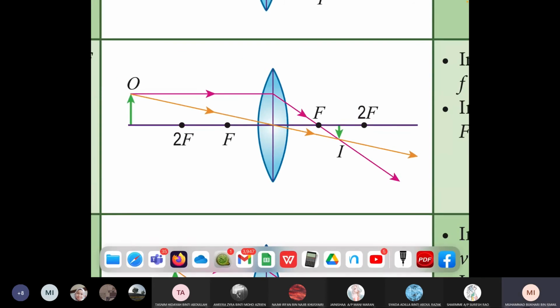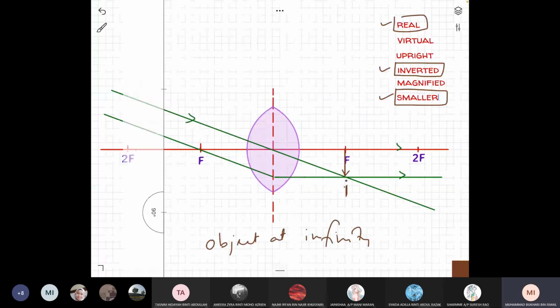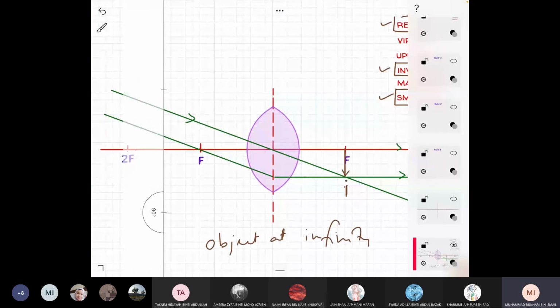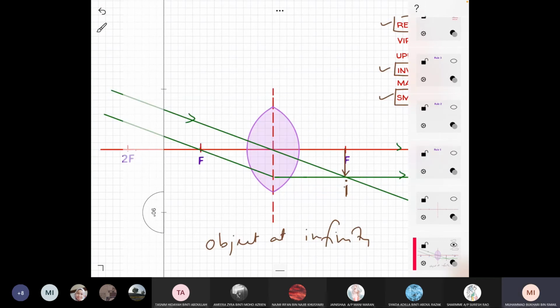Okay, let us try to draw. You must learn how to draw. Remember, this topic is something that you need to do hands-on. So you must try.